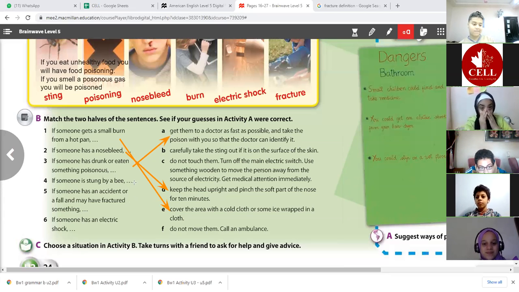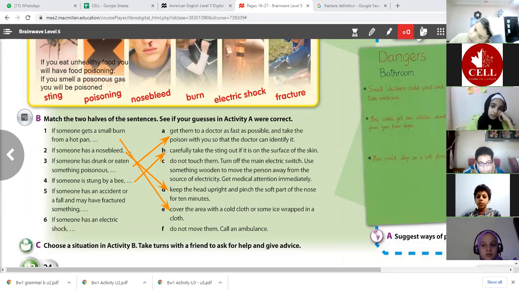If someone is stung by a bee, don't touch them. Carefully take the sting out of the surface of the skin.